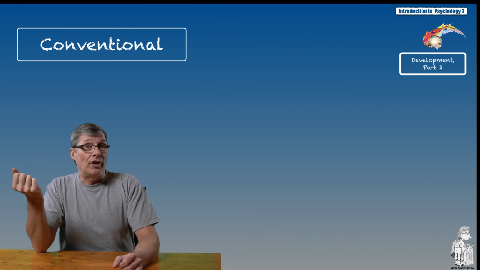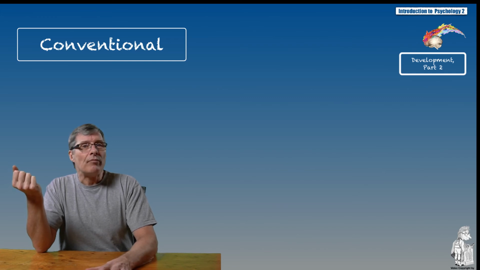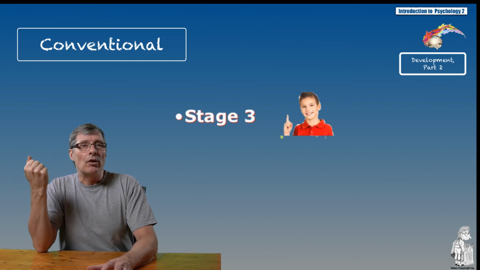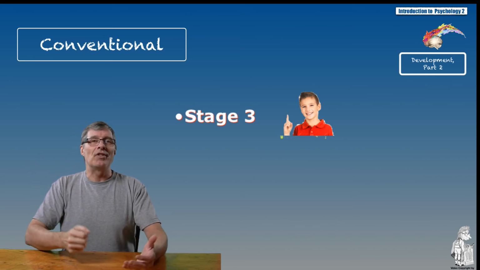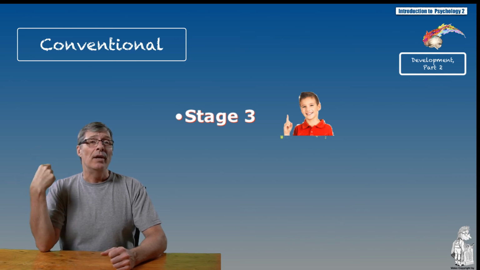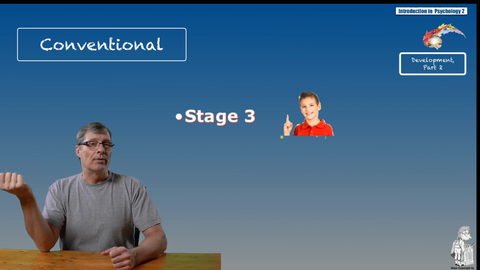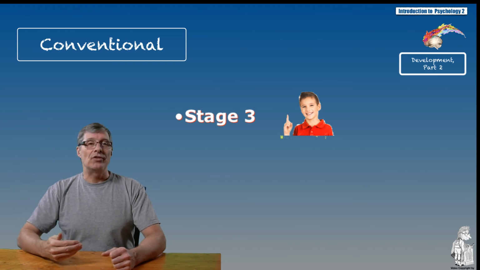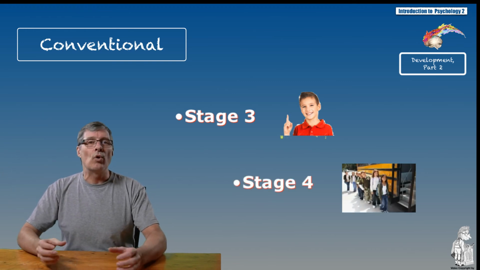So in this particular level, conventional level, stage 3 is called the good boy, nice girl orientation. Good behavior is that which, one, pleases others and helps others, and two, is approved by others. Then, stage 4 is orientation towards authority.